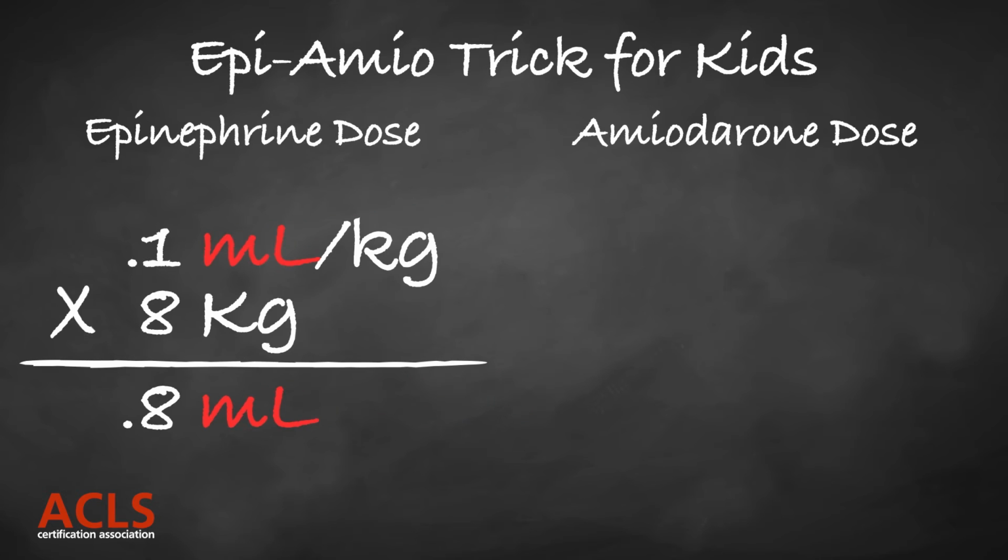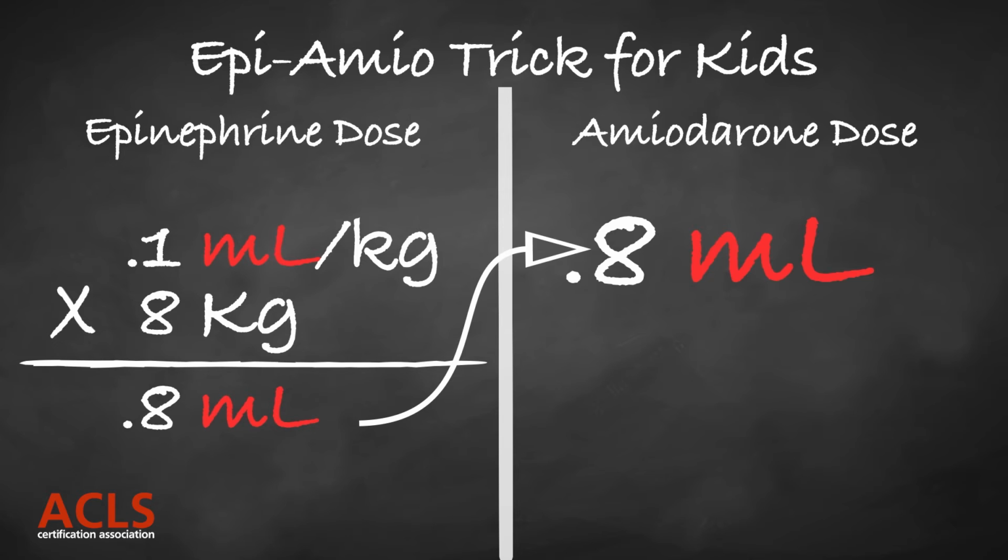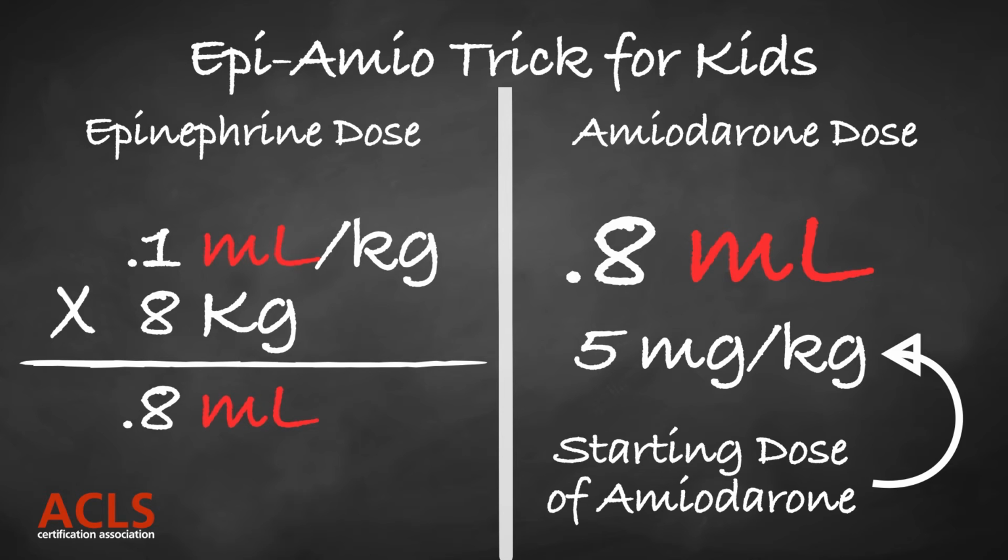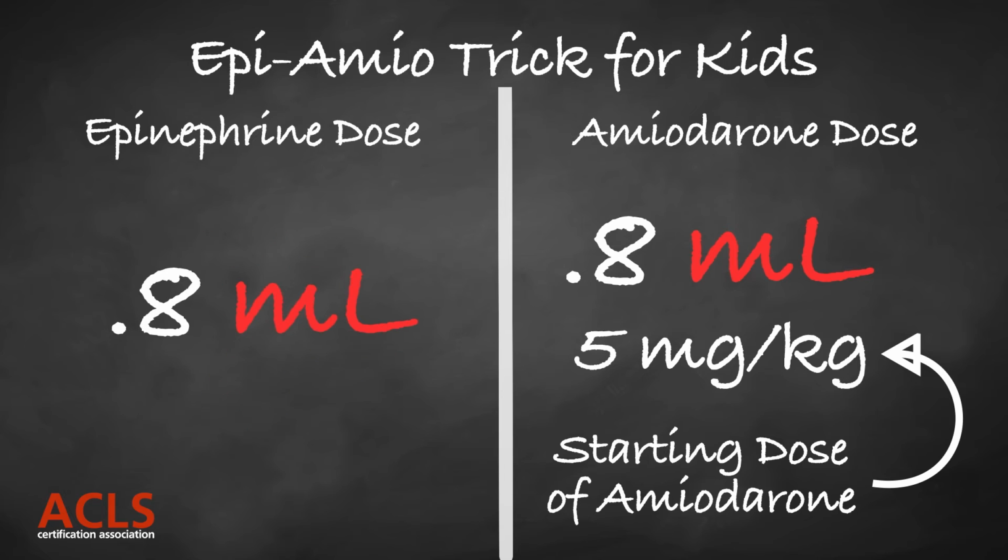Now, the amount that you drew up, that 0.8 mLs, that's the same amount of fluid you would draw up out of the amiodarone to administer 5 milligrams per kilogram, which is the starting dose of amiodarone. So again, we're talking about the amount of fluid we're drawing up. In epinephrine, 0.1 mLs per kilogram. And on an 8 kilogram kid, that's 0.8 mLs.